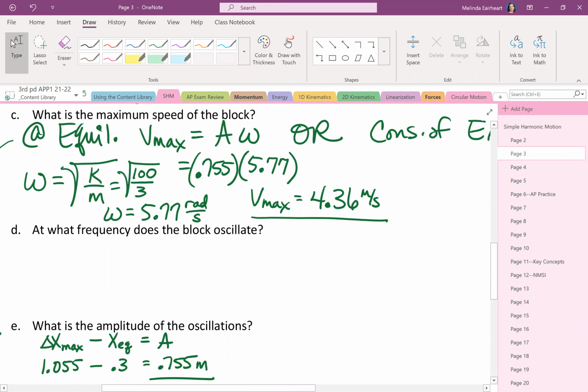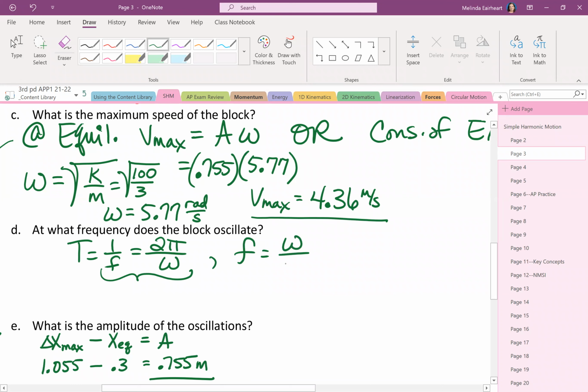All right, D, at what frequency does the block oscillate? So they don't give us how many oscillations and what amount of time, but we did just solve for omega. And so last class we saw period equals 1 over f, but it also equals 2 pi over omega. Both of those are on the formula chart. What if we just look at the last two pieces? Can we cross multiply and isolate frequency? We should get frequency equals omega over 2 pi. Omega, angular speed, we already found 5.77.